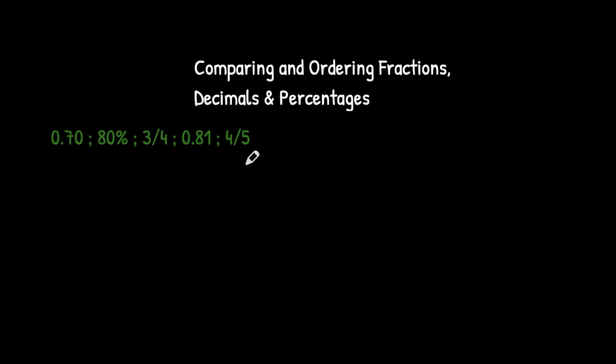Most of the time, some examiners will tell you to order them from smallest to biggest. Some examiners will tell you to order them from largest to smallest, ascending or descending order. It doesn't matter. The key is to first put them in the same unit. For me personally, the easiest unit is to make them all percentages. All right, so let's dig in.